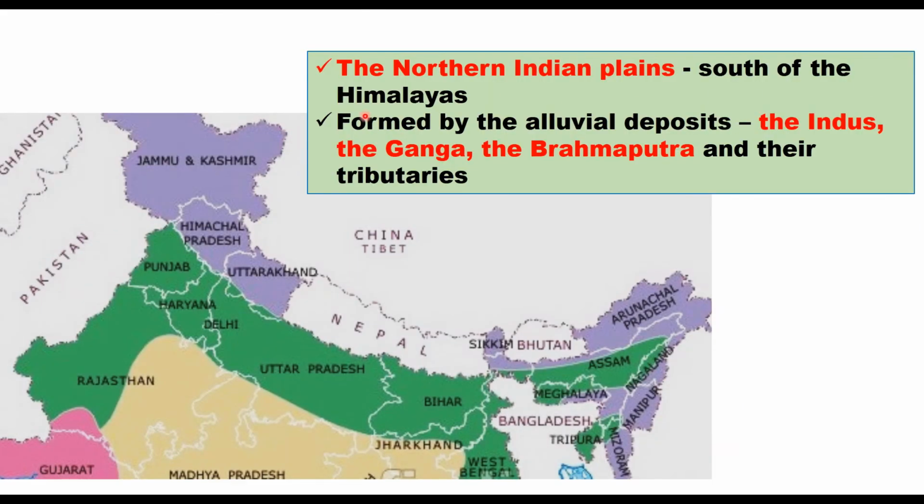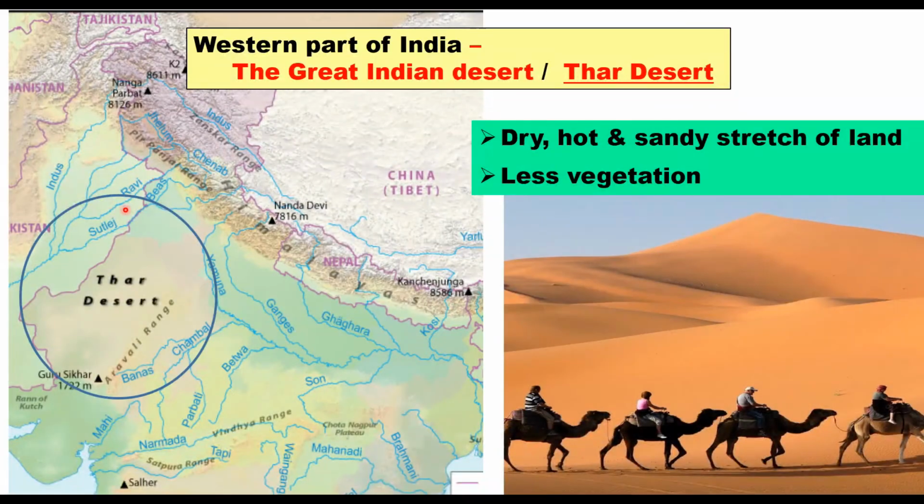So we said the northern plains are formed by the alluvial deposits of the Indus, Ganga and Brahmaputra rivers and their tributaries. To the western part of the northern plain lie the Great Indian Desert or the Thar Desert. It's a dry, hot and sandy stretch of land, so there's very little vegetation and farming you find.